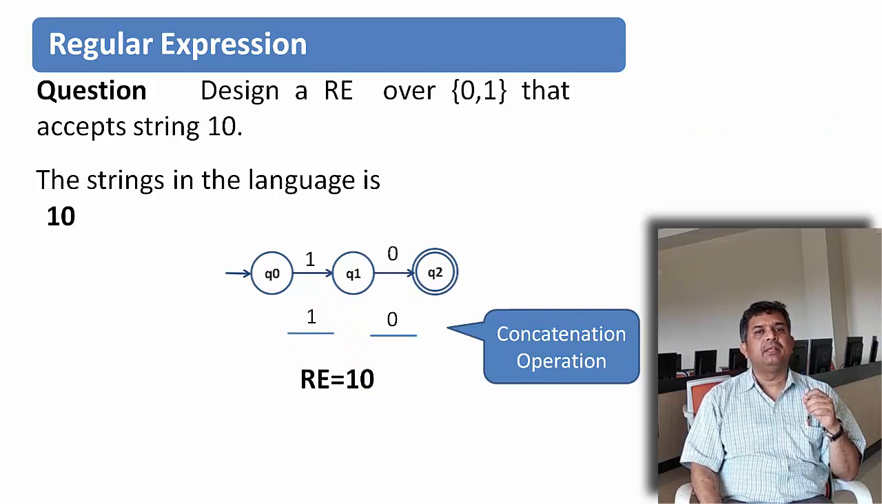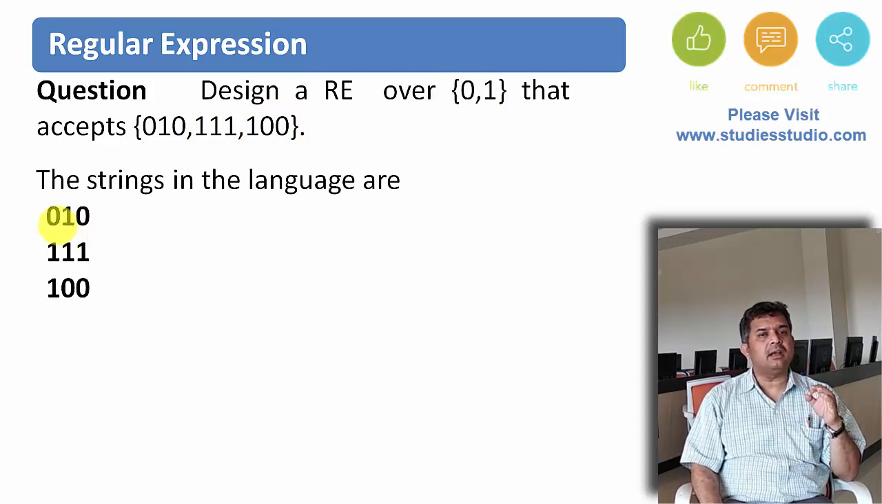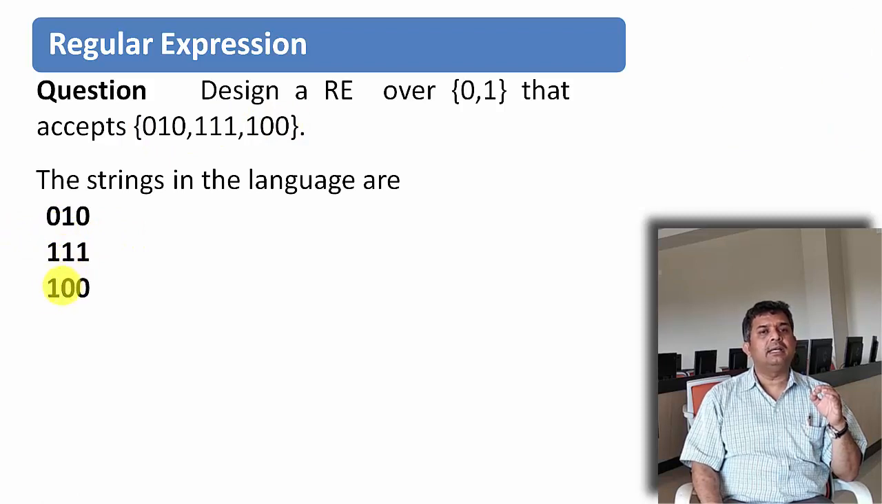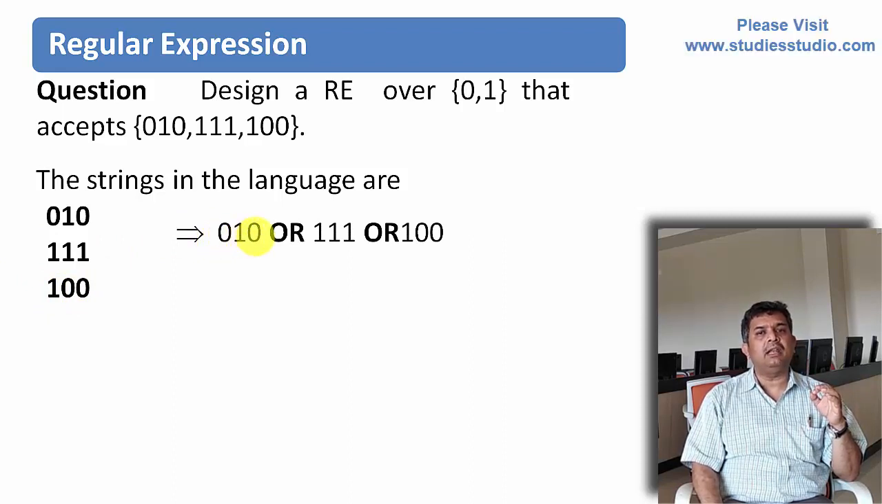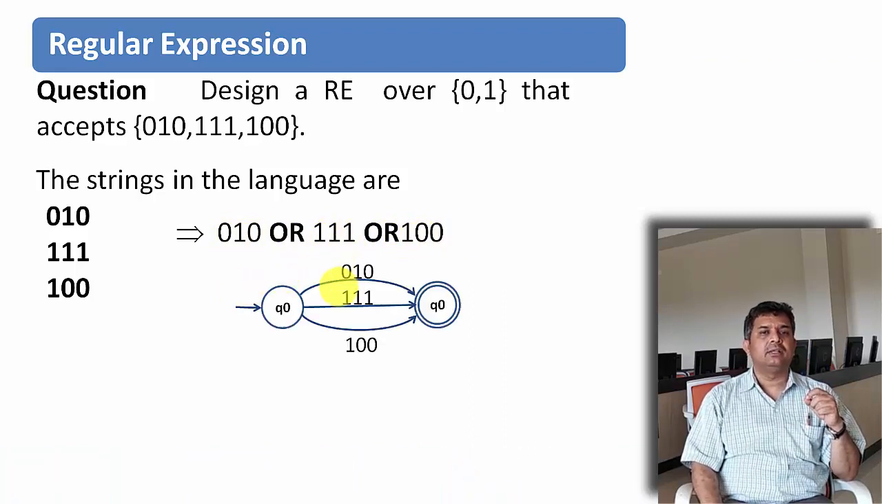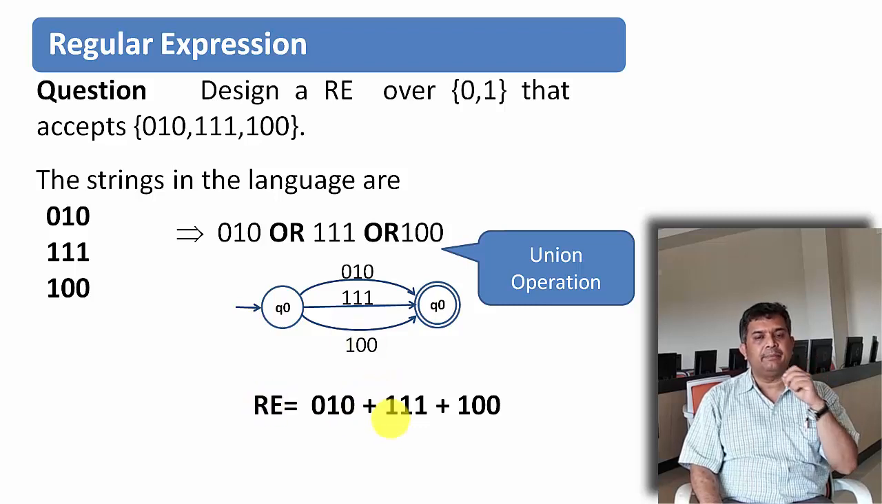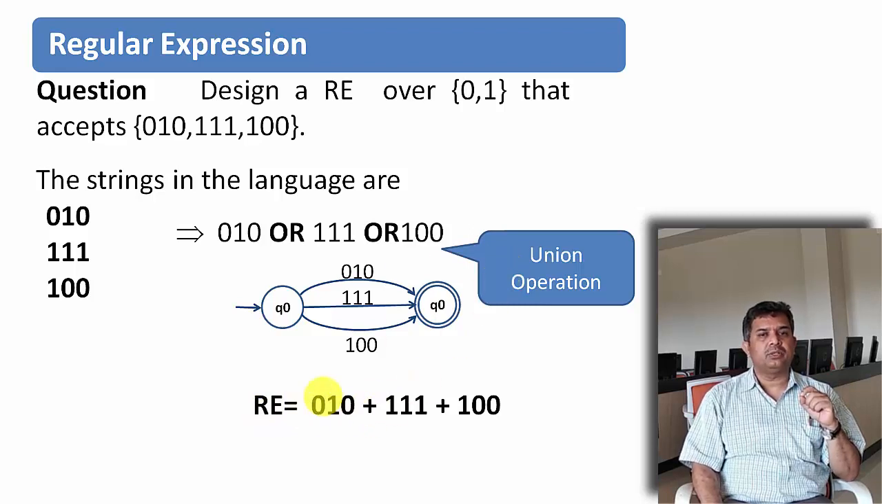Let us take one more example. We need to design a regular expression over 0 and 1 which will accept these strings: 010, 111 and 100. It means it will accept either 010 or 111 or 100. If I want to draw an NFA for it, it will look like this. I have not gone into the details of the NFA, but these are the possible transitions with the OR operation. It means I have to do the union operation. For union operation, I use the symbol plus. When I am using a regular expression for union, plus is used. So this is the regular expression for this particular language.